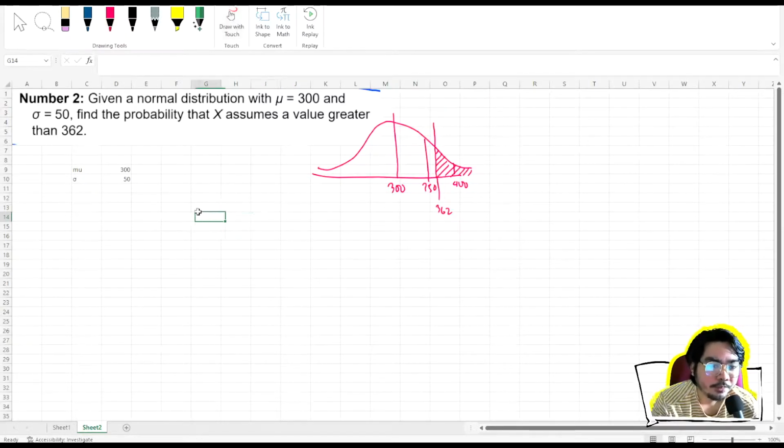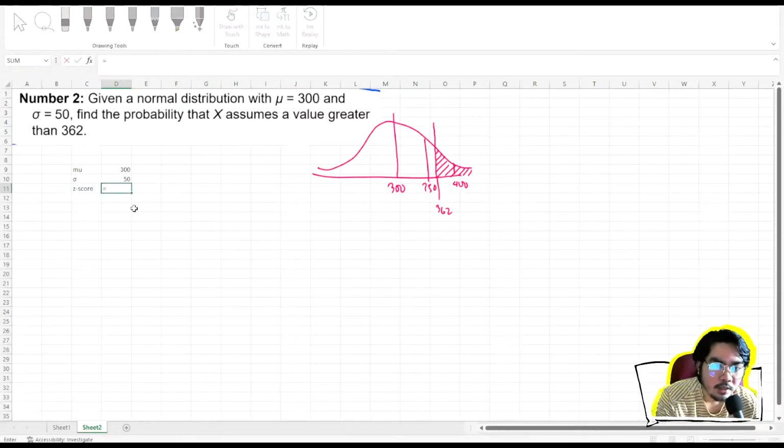So what we can do here is a z transform. We compute the z-score, and the formula is 362 minus 300, divided by the standard deviation. Right? And it's better if we make it dynamic.